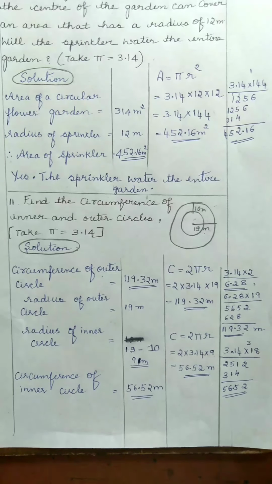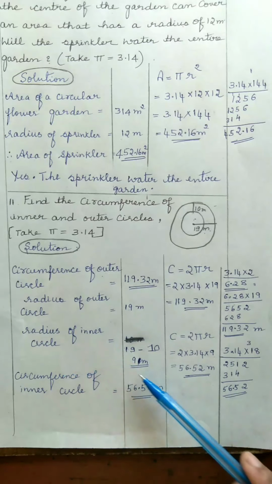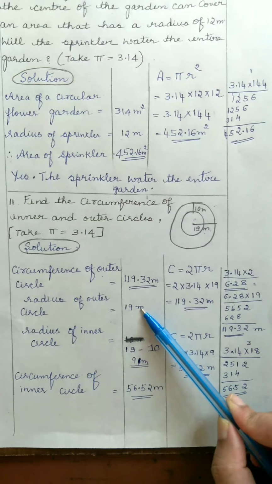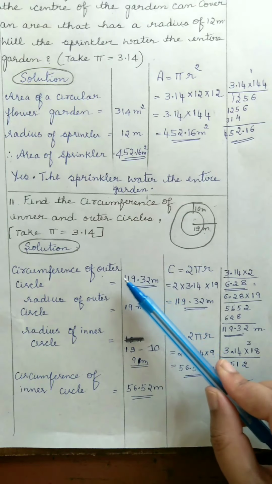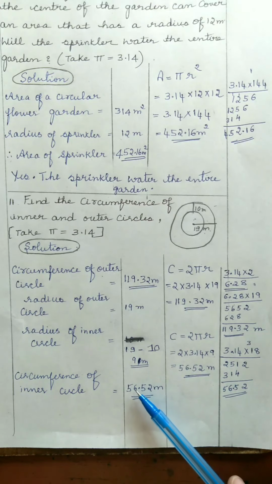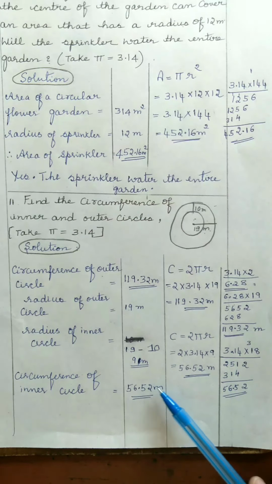Since we have all the units in meters, children, therefore the radius of the inner circle will be 9 meter. Radius of the outer circle is 19 meter. Then circumference of the outer circle is 119.32 meter. Then 56.52 meter. So all is in meter measurement. This is the answer.